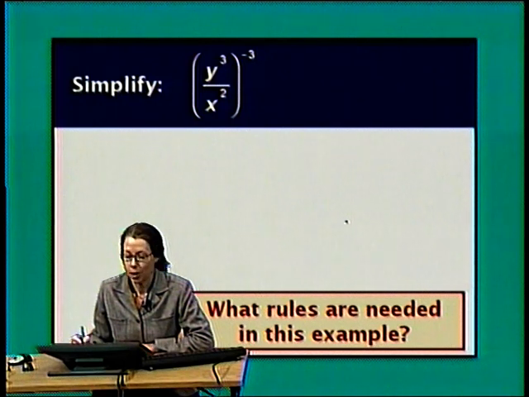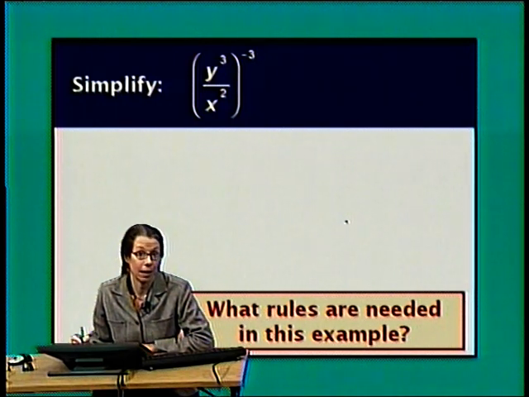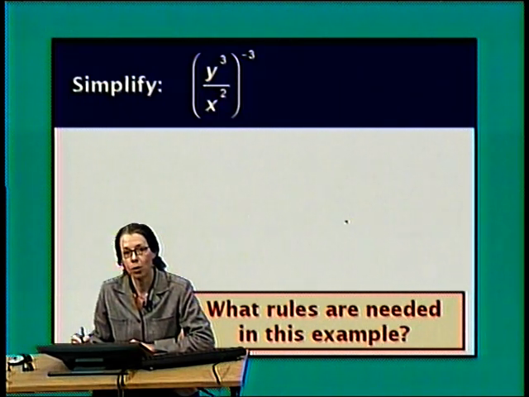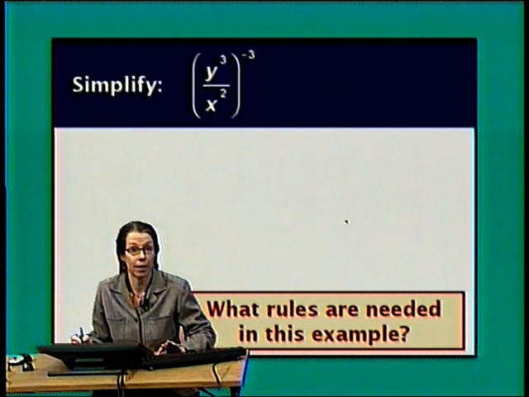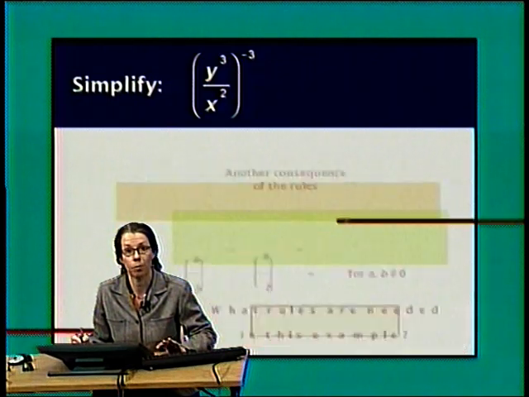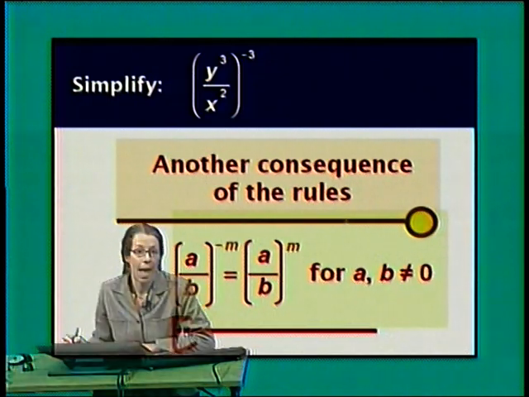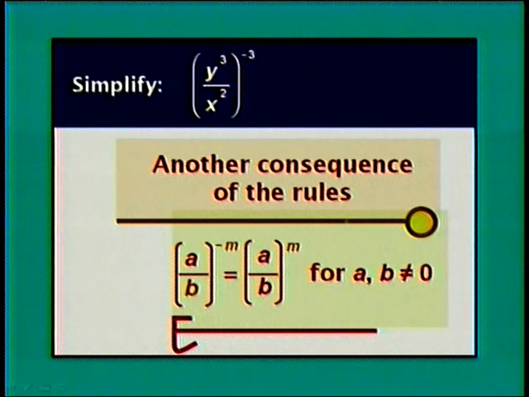Another example. Notice now I have a negative exponent. I also have a quotient raised to a power. Now I'm going to use one of the consequences of the definition of negative exponents that Candace discussed in the last lesson. This is that when I have a fraction raised to a negative integer exponent, that's the same as considering the reciprocal of the fraction raised to a positive exponent. I'm going to use this rule in this example.